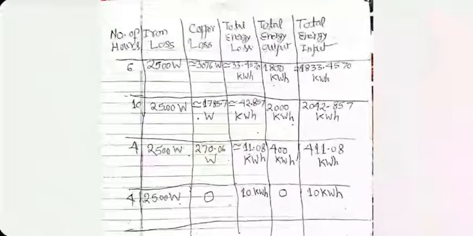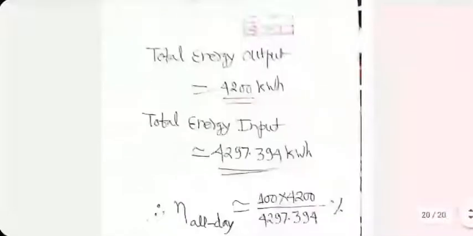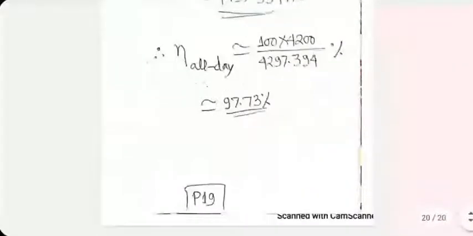That's it. This problem I showed you last time. He had solved it in a slightly different manner, but the answer I got is exactly what he got. So I think we are okay. The ratio of 4200 and 4297.394 will give us the all day efficiency, 97.93%.